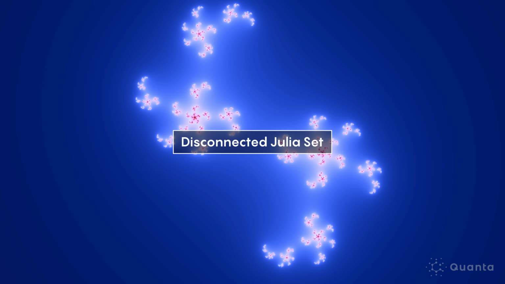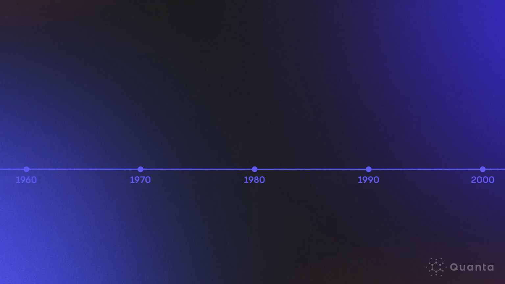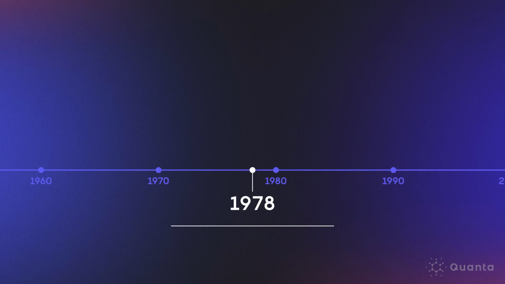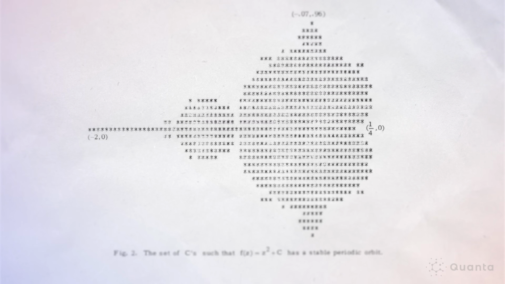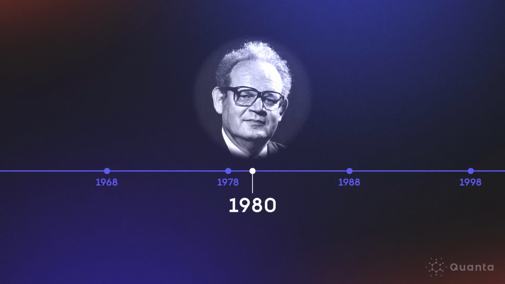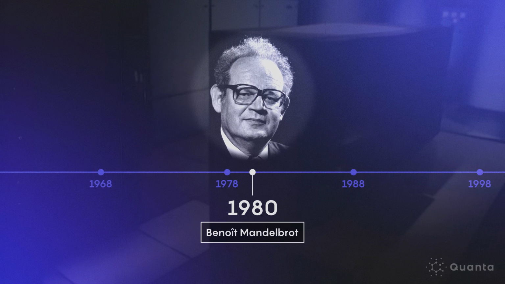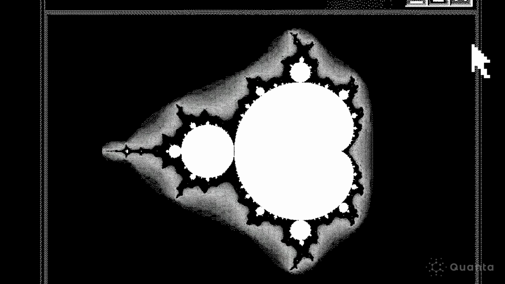Sets where points look like scattered pieces of dust are disconnected. The first rough plot of the Mandelbrot set appeared in a 1978 paper by the mathematicians Robert Brooks and J. Peter Matelski. Soon after, Benoit Mandelbrot, a researcher at IBM who had access to more computing power, also discovered the set. This led to further explorations.